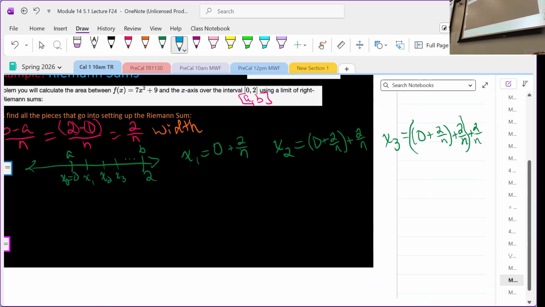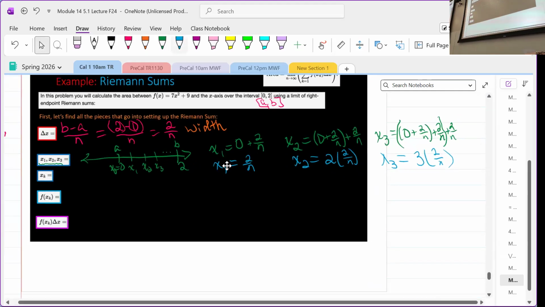Now I can simplify these formulas down. So it turns out my x sub 1 is just 2 over n. My x sub 2, I end up with 2 copies of 2 over n. My x sub 3, I end up with 3 copies of 2 over n.